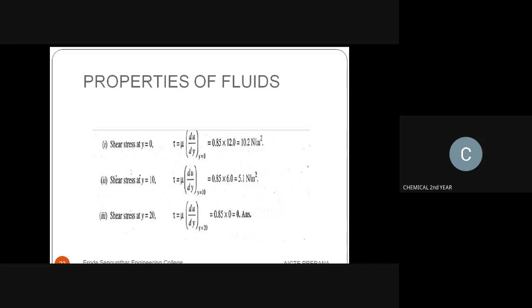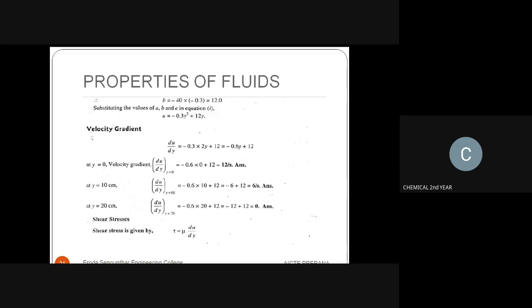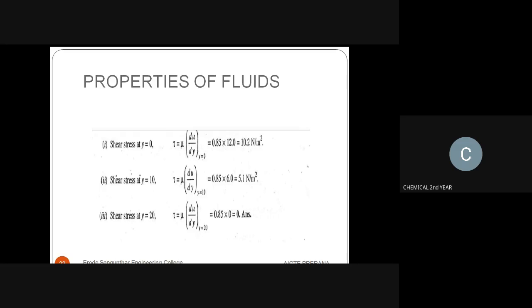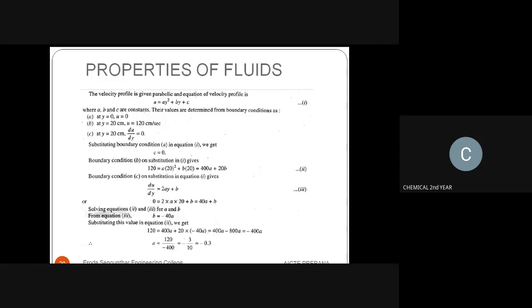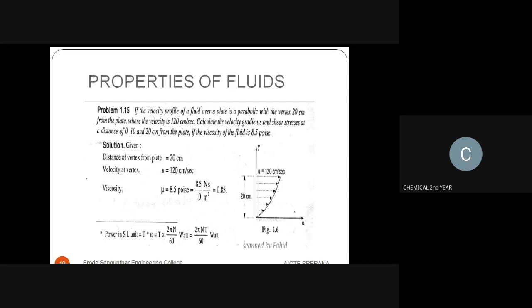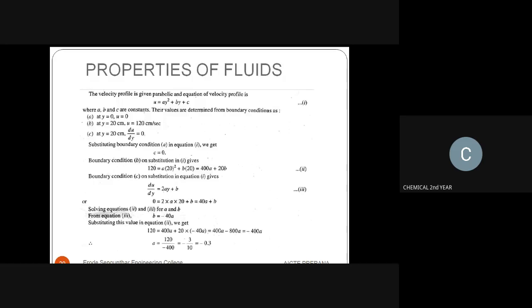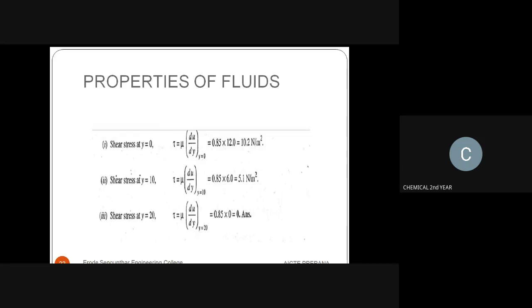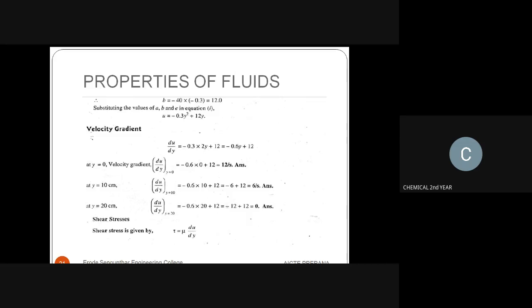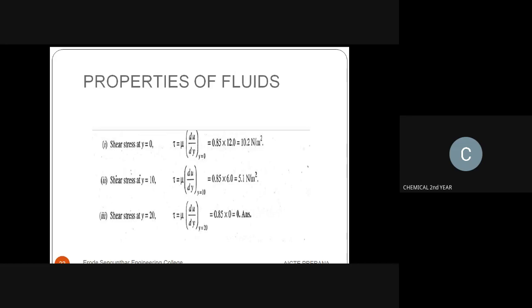Right. So tau is equal to mu into du by dy at y is equal to 0. So you need to substitute y is equal to 0. So 0.85 into 12. So that is 10.2 Newton per meter square. So we know the value of viscosity, that is 0.85. Okay. Right. So you are substituting here 0.85 into du by dy at y is equal to 0. Now the value of du by dy at y is equal to 0, what is that? 12. Right. So you need to directly substitute that. So 0.85 into 12, that is 10.2 Newton per meter square.